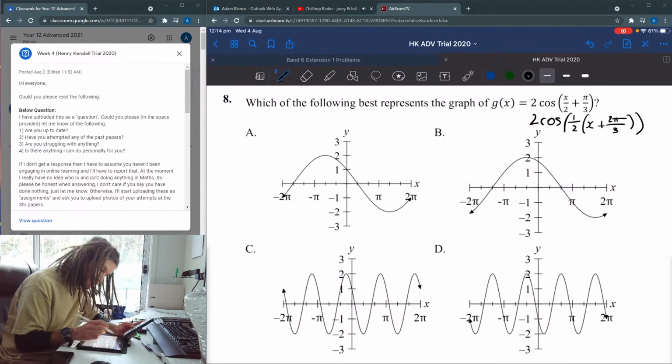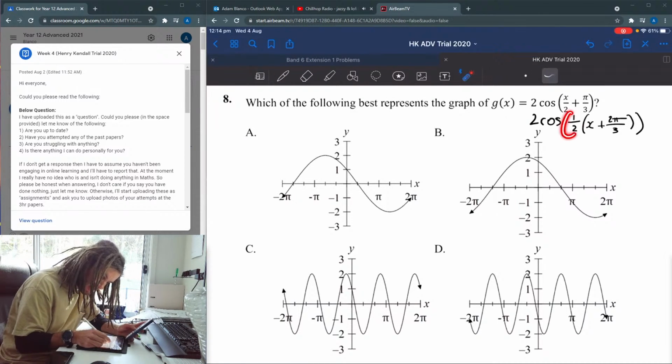Just so you know, this stuff confused the hell out of me. I just checked that I factorized that right. So a half times this would give me 1. Yeah, okay, that's fine.